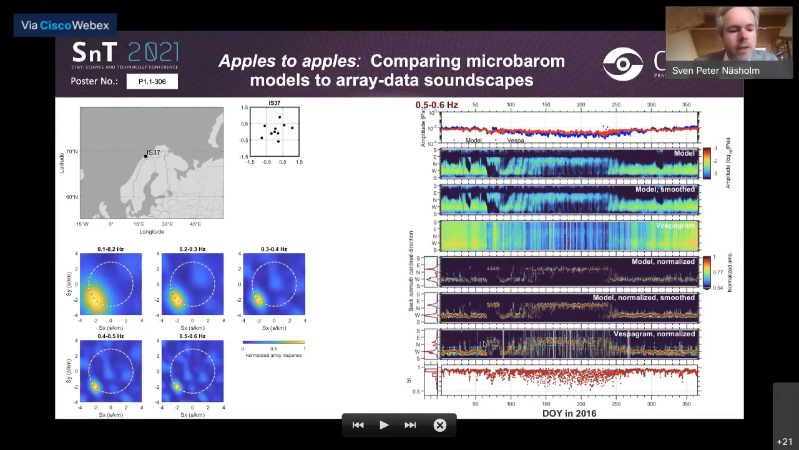One of the long-term goals is, of course, to exploit the microbarom data recorded to do, for example, model diagnostics of atmospheric models, because the atmospheric models are highly influencing the microbarom soundscape recorded at the station. On the bottom panel, you have a straightforward scoring where, as a function of time, we compare the model to the data.